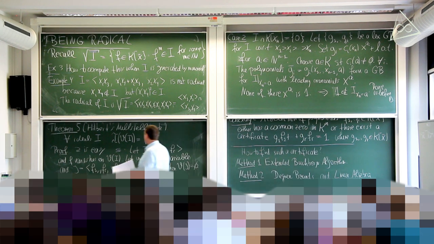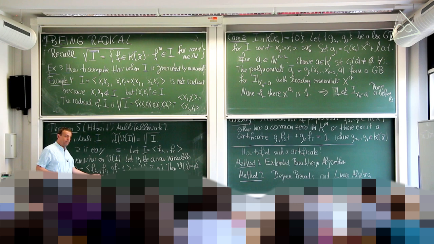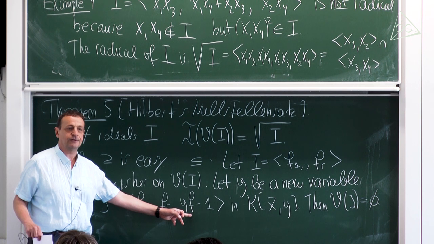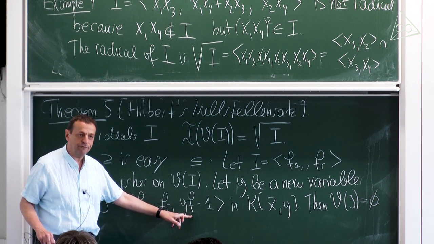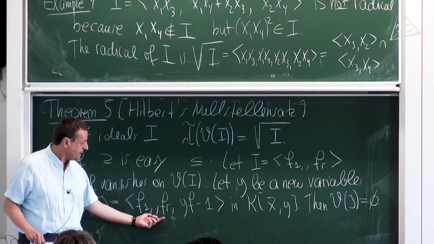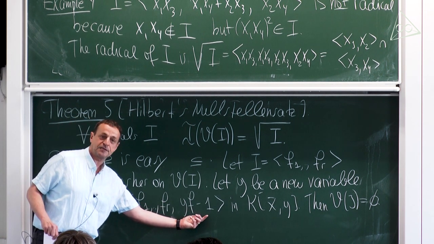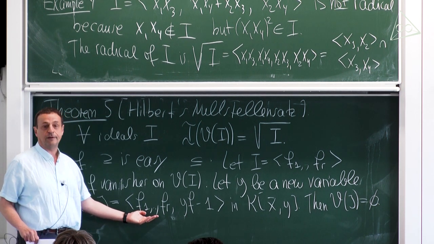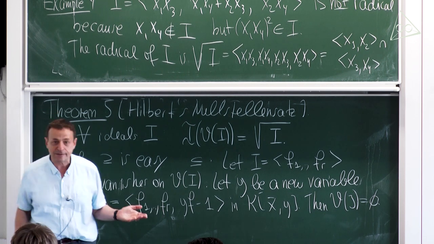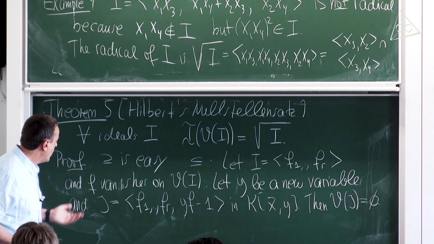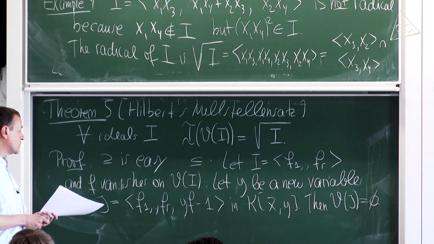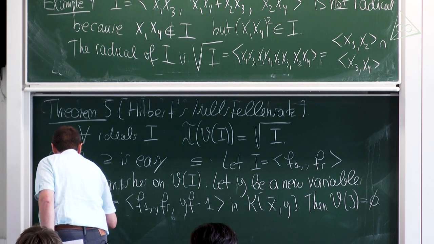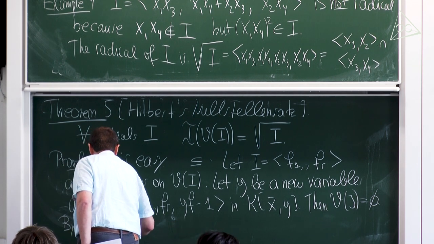Why is that? Well, the hypothesis says that if I have some point at which these f_i vanish, then f also vanishes. But then this expression y times f minus 1 doesn't vanish, because of the minus one. On the other hand, if the f_i don't vanish, that's certainly not in the variety. So there is no point in n plus one dimensional space where these r plus one polynomials vanish, so the variety is empty.